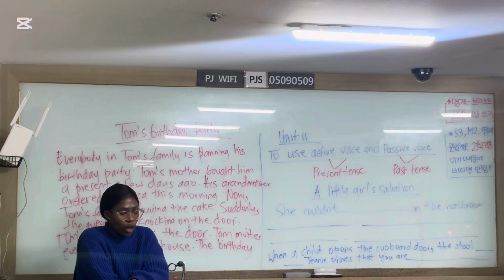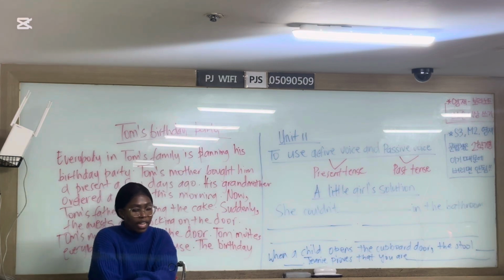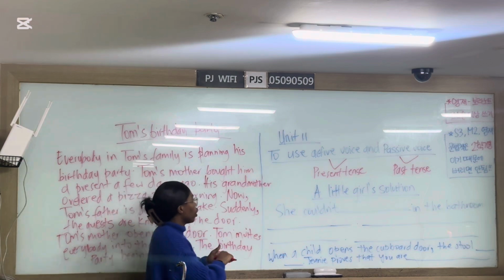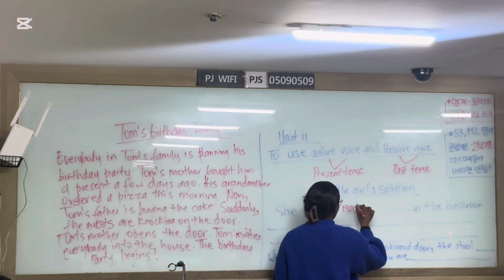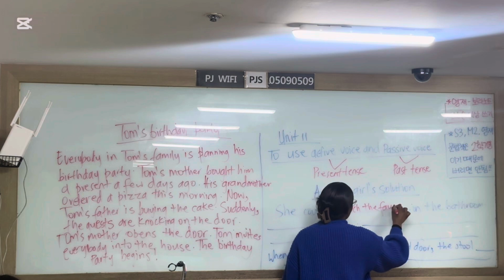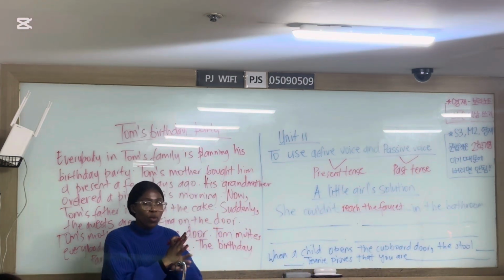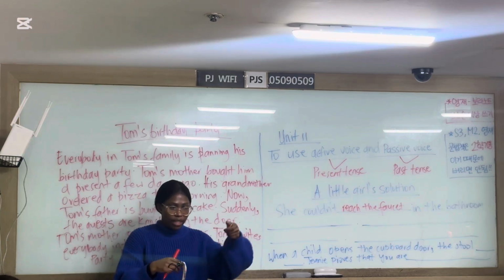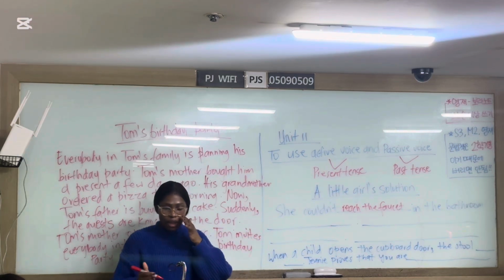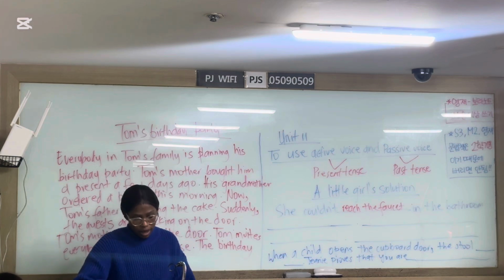Five-year-old Jenny Lowe found it hard to wash her hands in the bathroom sink. She couldn't reach the faucet. Good. Do you know what is a faucet? Okay, so where you wash your hands, that part there that has a tap, a basin or a faucet. Jenny had a stool to stand on, but it was big and heavy.